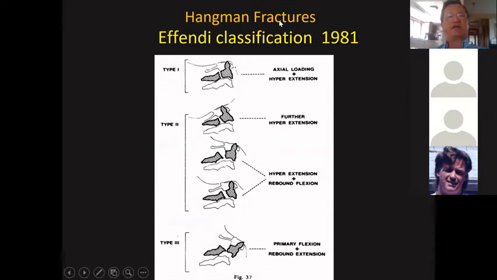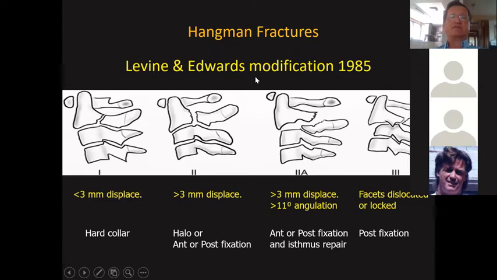Let's come to the Hangman fractures. The Effendi classification has been used since 1981. There are 3 types, but Levine and Edwards modified it in 1985. Type 1 has less than 3 millimeter displacement. You can manage it with a hard collar. Type 2 is more than 3 millimeter displacement: halo or anterior or posterior fixation. This is still quite debatable.